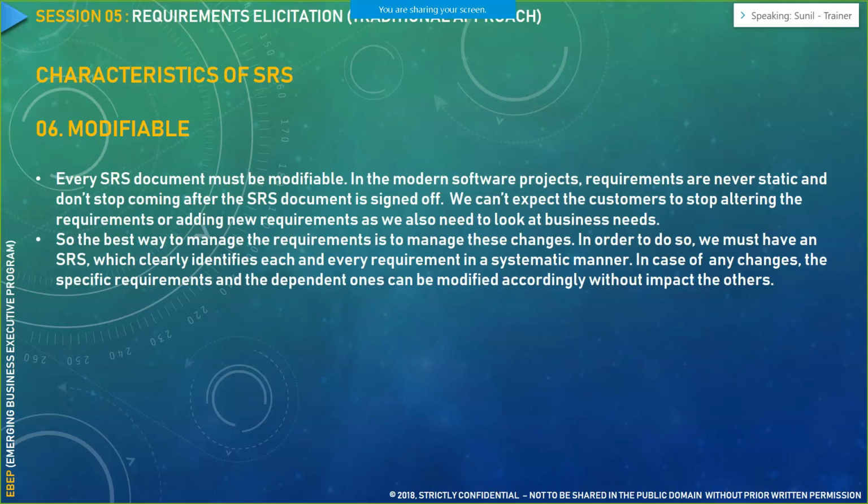For example, the address line example I gave you: if my end customer comes to me and asks me to make address line 2 also mandatory, then the requirement is in a modifiable state. I already have address line 2 captured in my requirement. Instead of optional, I would make it mandatory. So that is something I modified in the particular requirement. So your software requirement specification has to be in a state wherein the requirements can be modified.